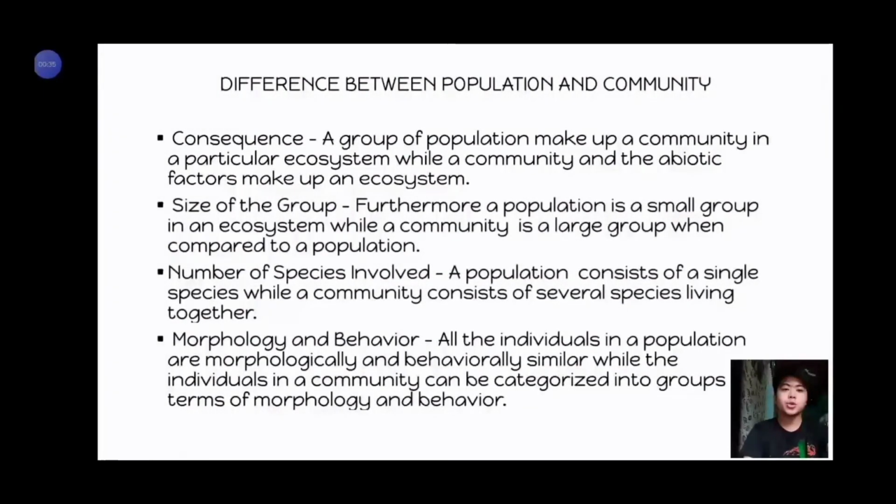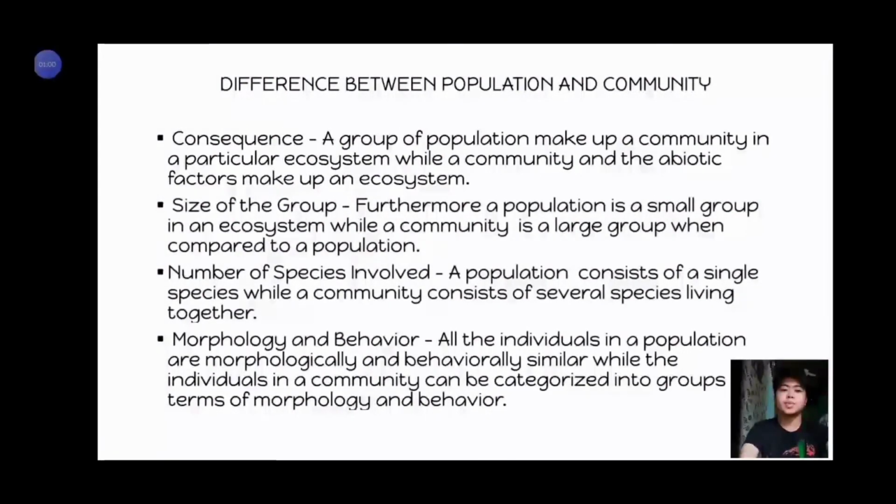Consequence. A group of populations make up a community in a particular ecosystem, while a community and the abiotic factors make up an ecosystem. Size of the group. Furthermore, a population is a small group in an ecosystem while a community is a large group when compared to a population.